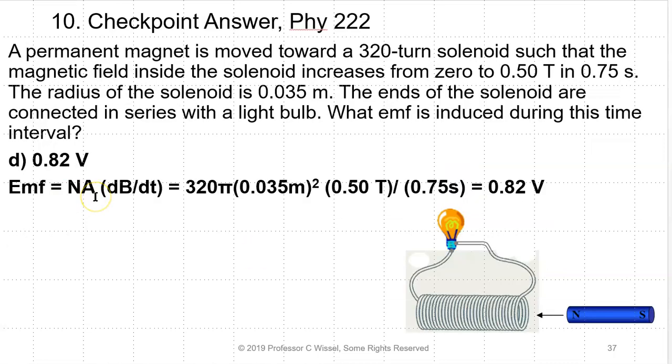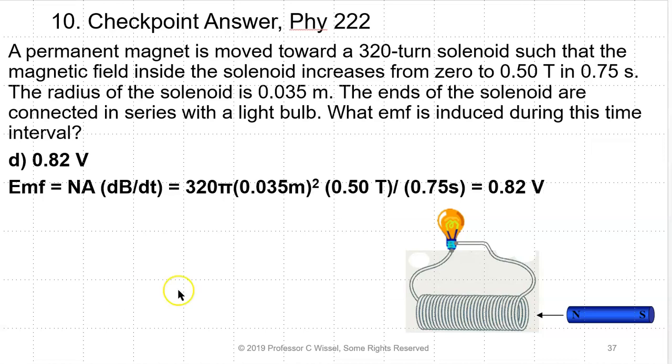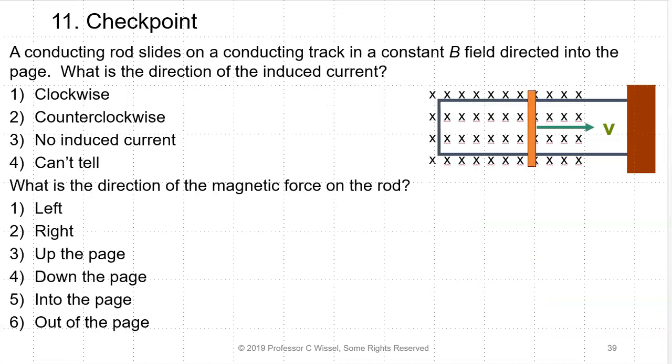Of course, this is for Physics 222 students. If you're an algebra-based student, please go to the next slide, which is slide number 38. If you're a calculus-based student, you should be here. The EMF is N times A times dB/dt. That is 320 π times (0.035 meters) squared times 0.5 Tesla divided by 0.75 seconds. And that is 0.82 volts. If you are a Physics 222 student, please skip ahead to slide number 39.